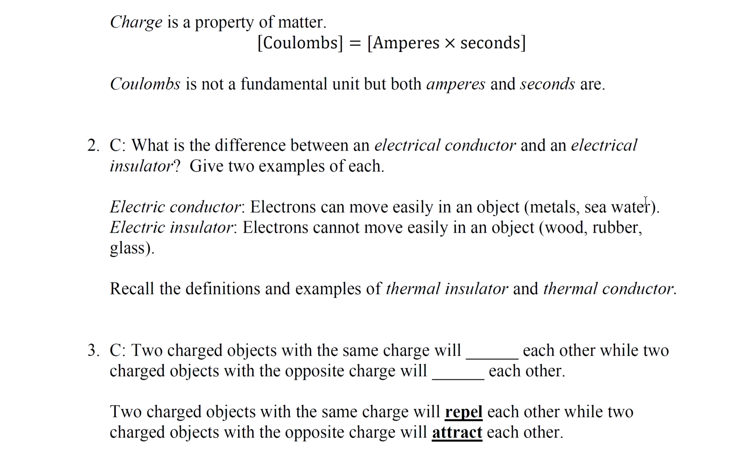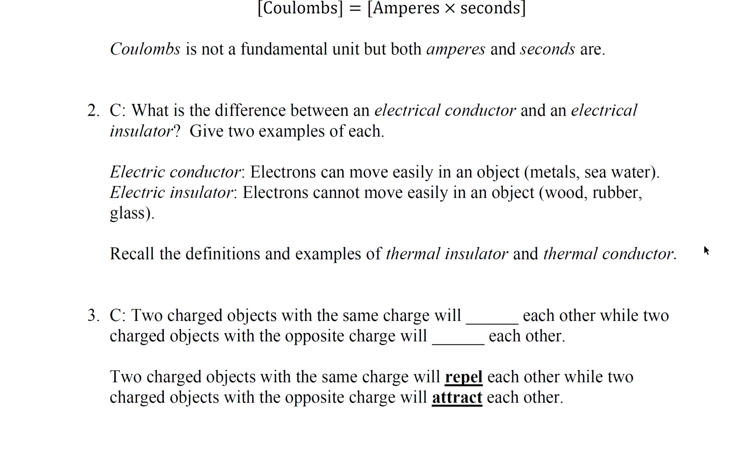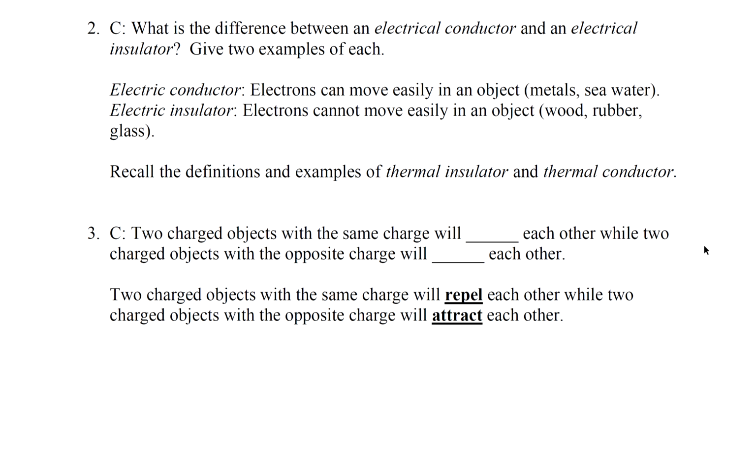Question 2. What is the difference between an electrical conductor and an electrical insulator? In an electrical conductor, electrons can move easily in an object, like metals and seawater. In an electric insulator, electrons cannot move easily in an object, like wood or rubber or glass. So this should remind you of a thermal insulator and a thermal conductor.